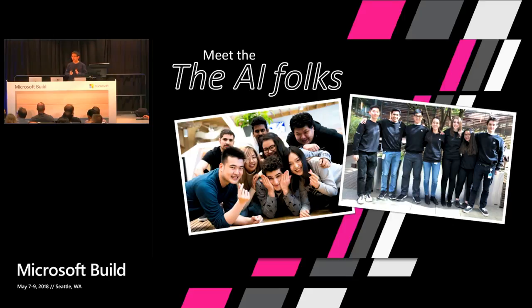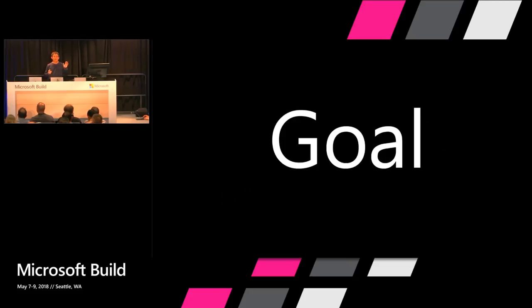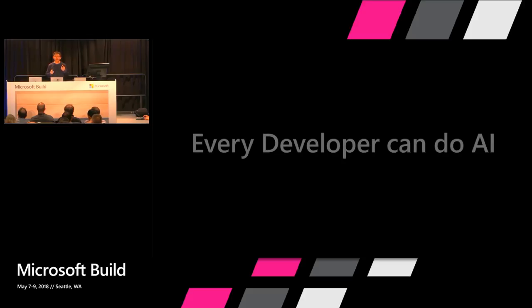Now, we only have one goal, right? By the time you walk out of this room at 4 p.m., we want to make sure that every one of us, the developer in us, all of us can do AI. And if you can't do AI by the time you leave this room, we have failed, and it can give us really bad scores, right?